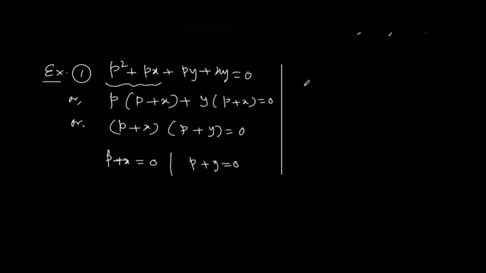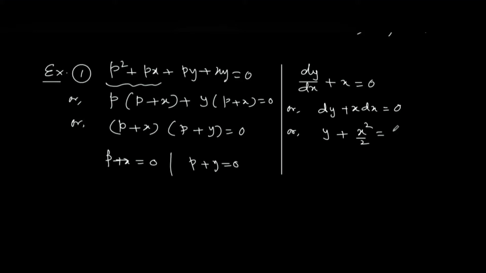Now see, p is nothing but dy/dx, so dy/dx plus x equals 0, or we can write this as dy plus x dx equals 0. So solving, on integration we will get y plus x^2/2 equals c1/2, where c1 is the arbitrary constant, so we'll get 2y plus x^2 minus c1 equals 0.